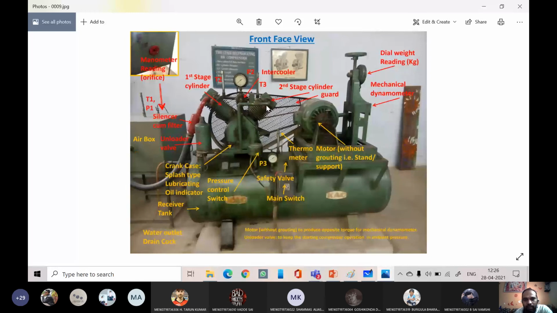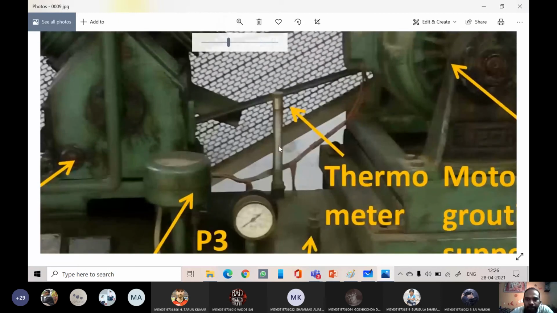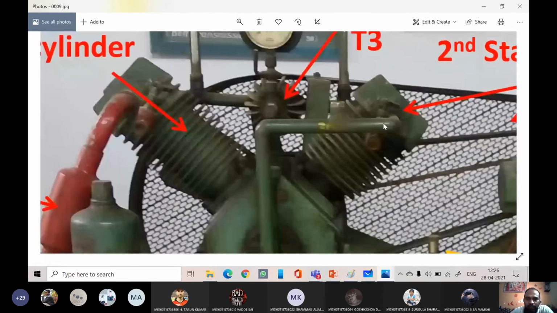Okay, in between, you can see, I'll zoom it, there will be some fins over there. Here you can see this circular one, where I am moving my cursor.